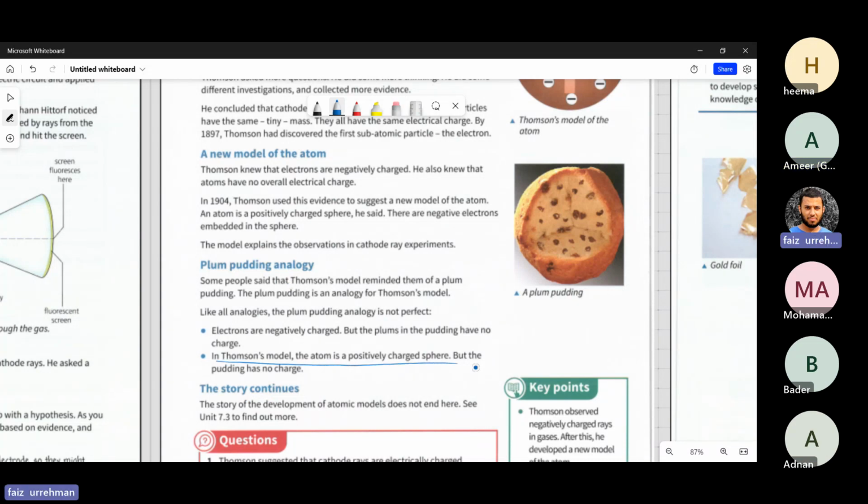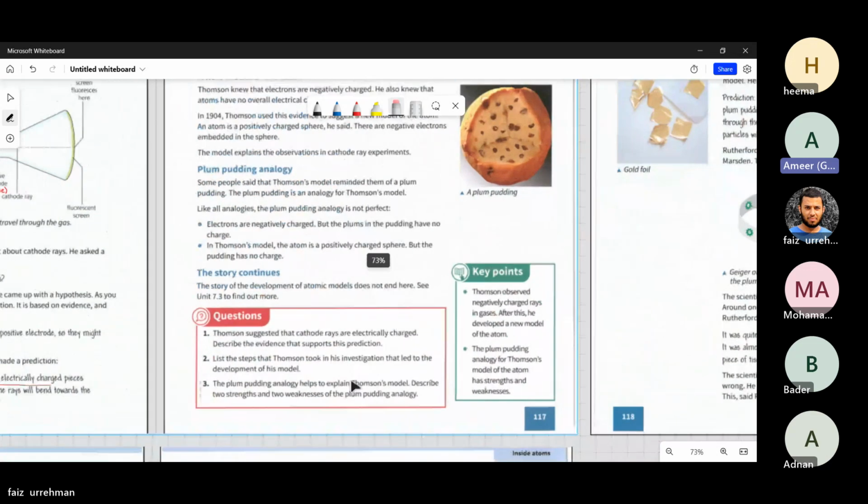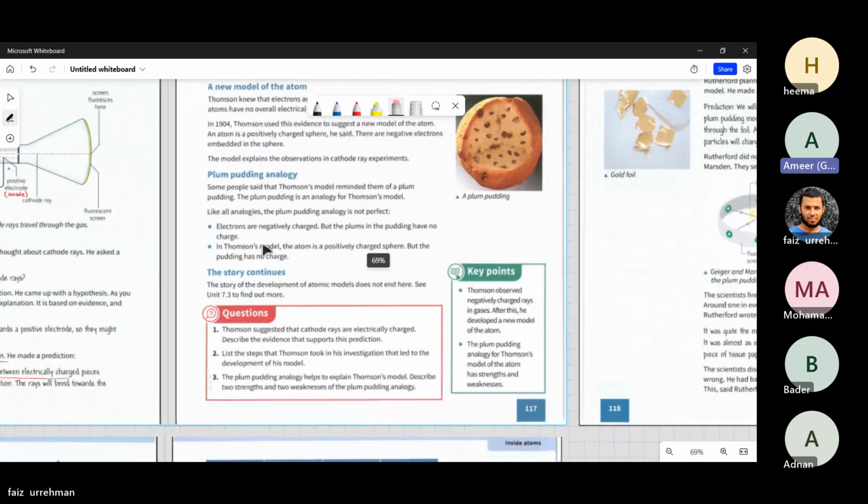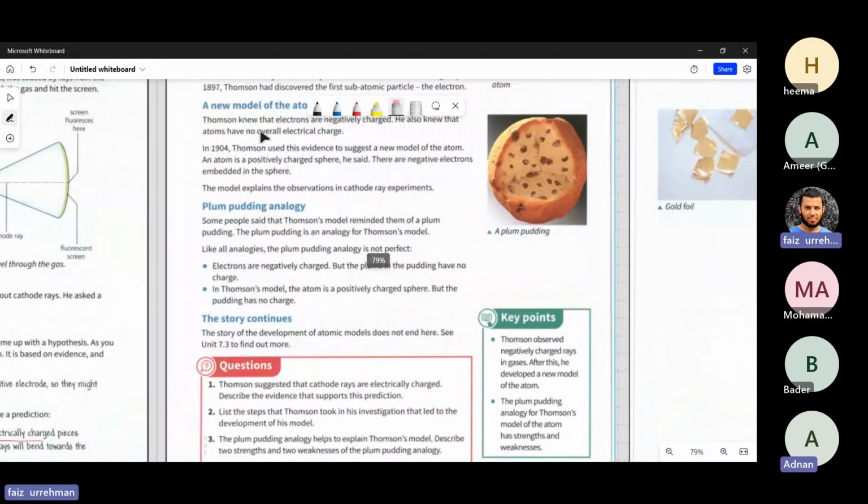In Thomson model, the atom is a positively charged sphere, but the pudding has no charge. What? Like, mister, the electrons are positive, but the atom is... I didn't understand the analogy of plum pudding. That's what I'm trying to understand. He's saying that overall it's positive. Like overall, the atom is positive.